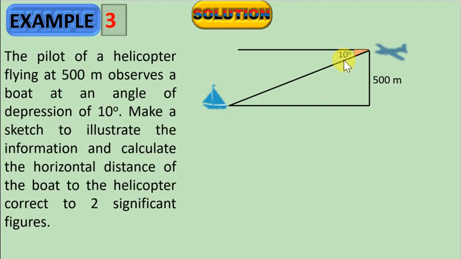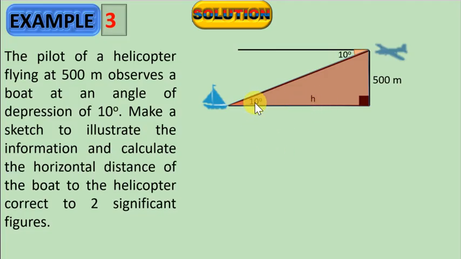Now, the question says we should calculate, to two significant figures, the horizontal distance of the aircraft. That's the distance we're asked to calculate. And remember, this is 90 degrees. Highlighting this, that's the triangle we're going to use in our calculation. Then we use the property that the angle of depression is always equal to the angle of elevation. So we use that property of alternate angles to know that this angle is equal to 10 degrees.